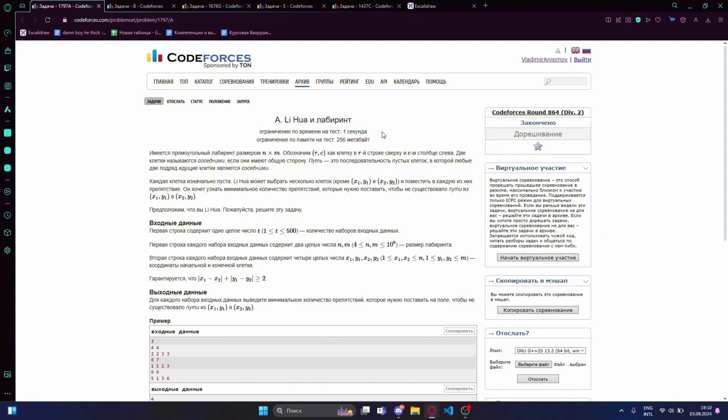Standard, 1 second, 256 megabytes, problem 800. So, what do we have? We have a board sized n by m, and we're standing at point x1, y1 and want to get to point x2, y2. Well, it's not us, but it doesn't matter. Someone is trying to get there. So what do we need to do?